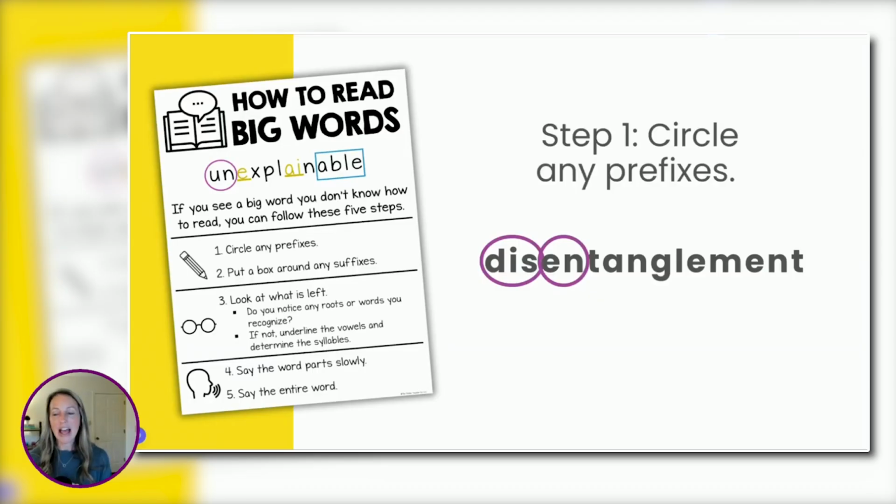I'm not even going to try to figure it out. Or they would see the first little bit and be like, oh, disagreement, I'm not even going to try to figure it out. But this strategy can really help students take a big word and make it so much more accessible. So the first thing they're going to do is circle any prefixes. And one thing I want to point out is that sometimes we tell students that prefixes always go at the beginning of a word, and they do, but sometimes words have two prefixes. Like this word, dis and en are both prefixes. So it's important for students to realize that prefixes don't just exist at the very beginning. A prefix can be before a prefix as well. We want them to circle any prefix that they can recognize.